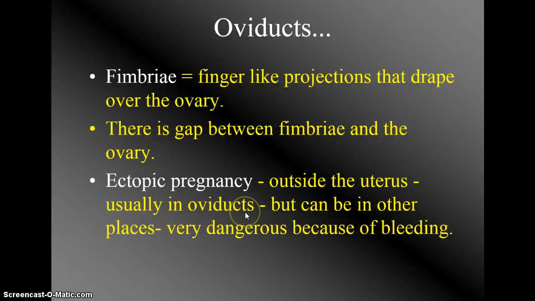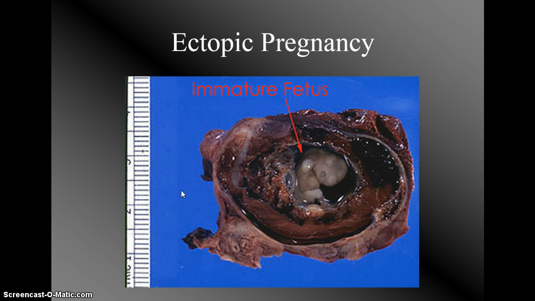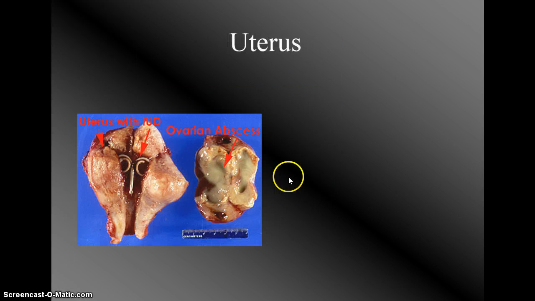An ectopic pregnancy is one where the embryo implants outside the uterus, most commonly in the oviducts, and this can be very, very dangerous to the mother. The baby's not going to survive, and it can cause the mother to bleed to death if they do not remove that in a timely fashion. So here you see a developing embryo, and it's actually in the oviducts as opposed to the uterus.